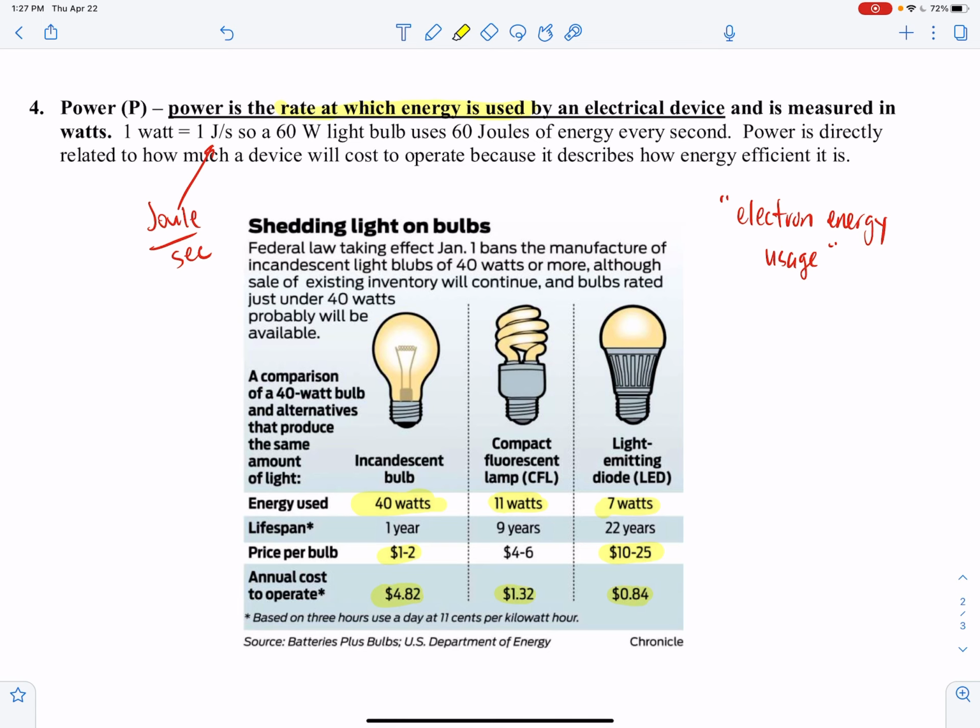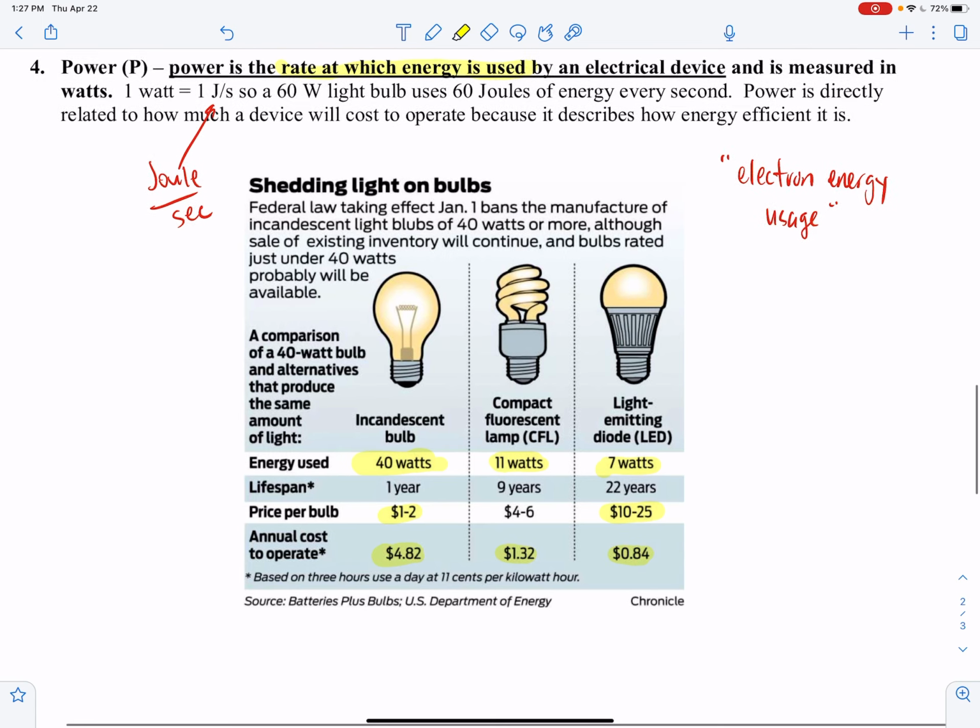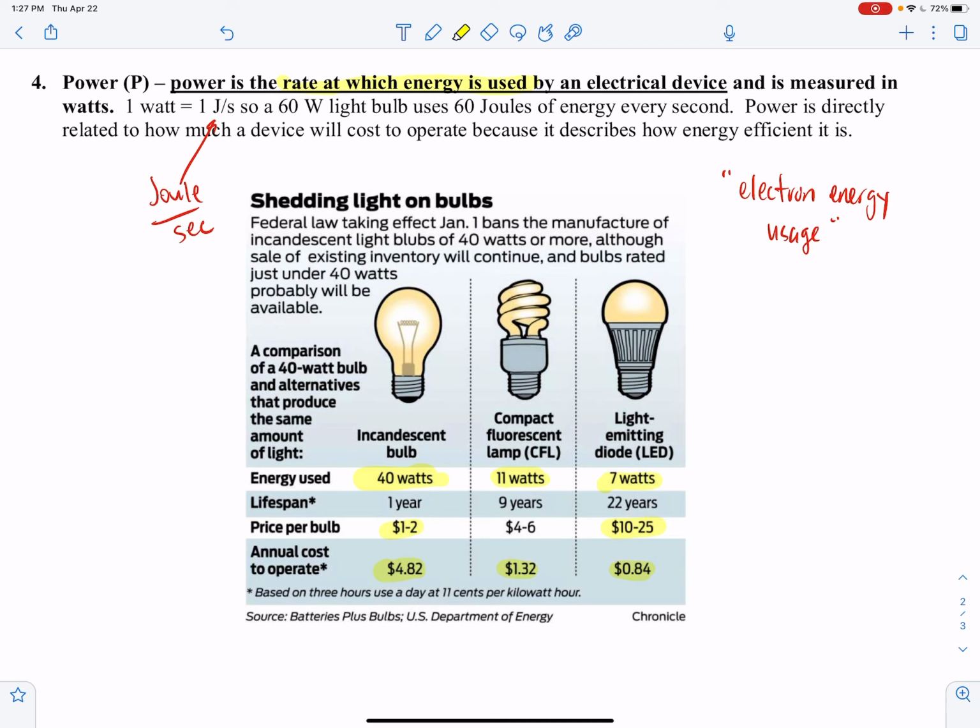Okay, power is the rate at which the energy is used. All right, so that's voltage, current, resistance, and power, the 4 fundamental properties of electric circuits.